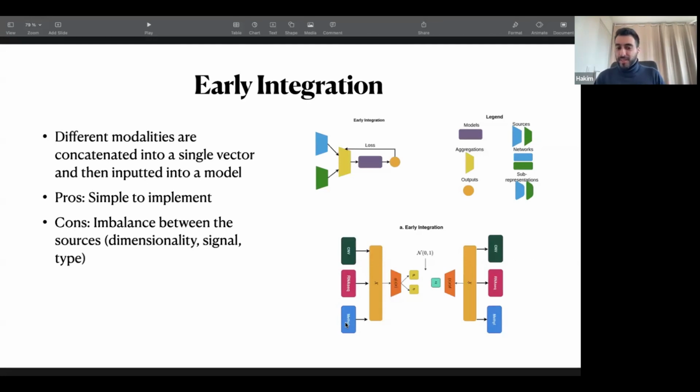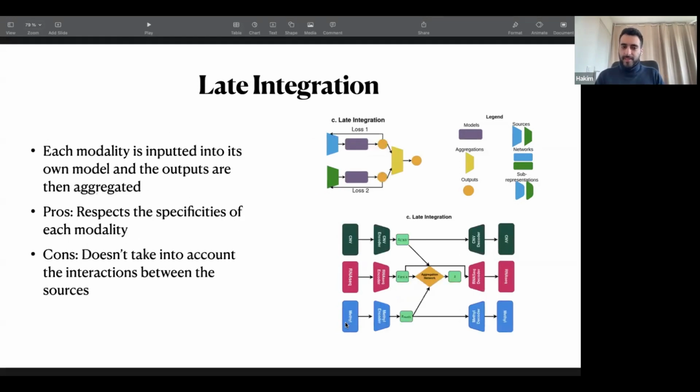Again, for example, in the quantity of signal, if there's a source that brings a lot more signal than the other, we don't have proper interactions between them. So we may overlook some important signal when we're using early integration.